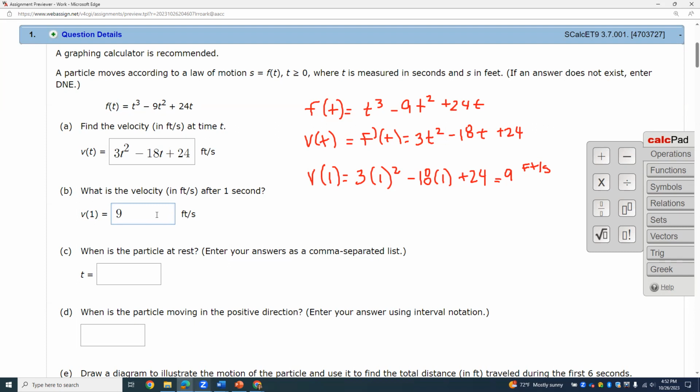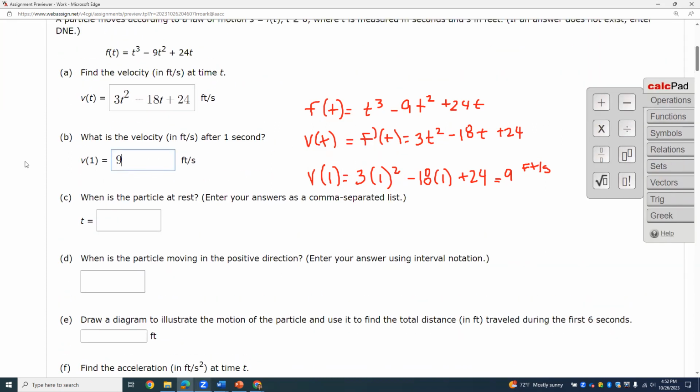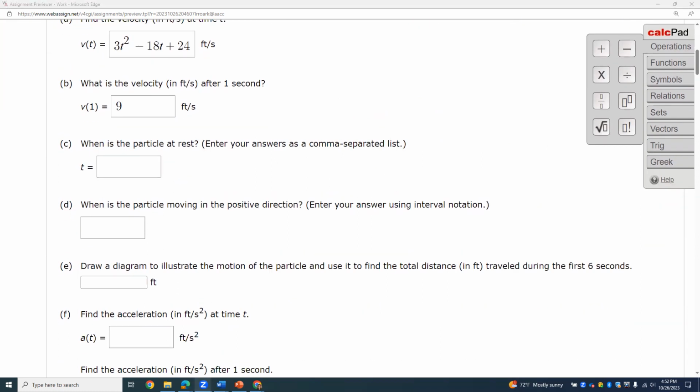Okay, the next question says, when is the particle at rest? This was the first question that some people asked about. Hopefully it makes sense that when the particle's at rest, the velocity is 0, right? That's the key component here. They don't tell you explicitly to set the velocity equal to 0 and solve for t. But if the particle is at rest, then the velocity equals 0. So we can set our velocity equation equal to 0, and then solve for t, right?